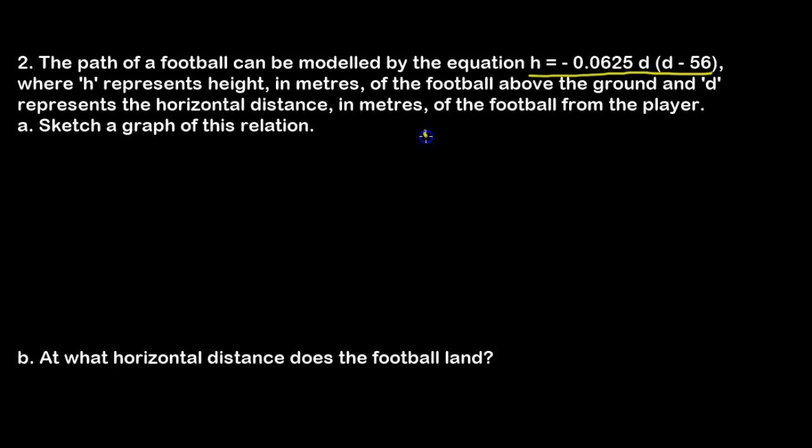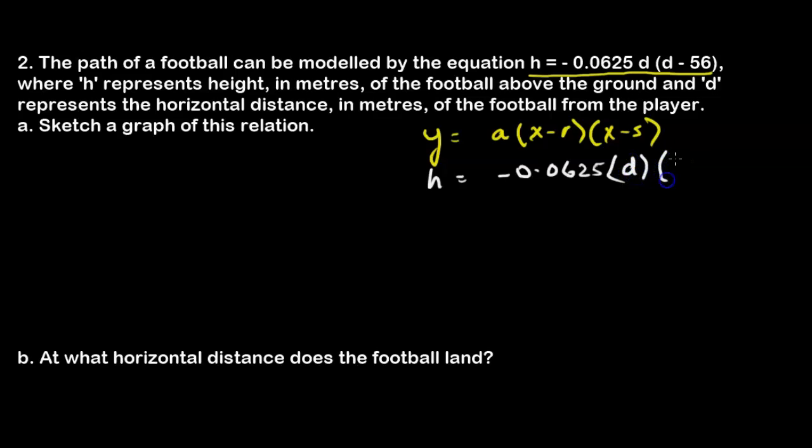We also know that the general form of a factored form equation is y equals a(x minus r)(x minus s). So how does this relate to this form? Let's write the equation underneath: we have h equal to negative 0.0625 d, let's put this in a bracket, and then (d minus 56). From here we get to know that this is definitely going to be the a value, and this 56 is definitely going to be the s value. So where is the r value? If r is missing, that means r is 0.